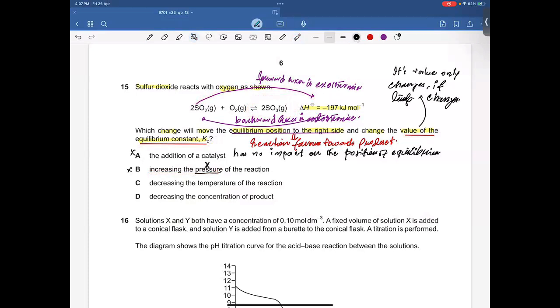Now C is going to be the right answer, because for an exothermic reaction, if we decrease the temperature, then according to Le Chatelier's principle, equilibrium favors the right-hand side. Since equilibrium favors the right-hand side, the amount of product increases. If the amount of product increases, the Kc value also increases. That indicates that the decrease in temperature also changes the value of the equilibrium constant. I hope it makes sense to you.